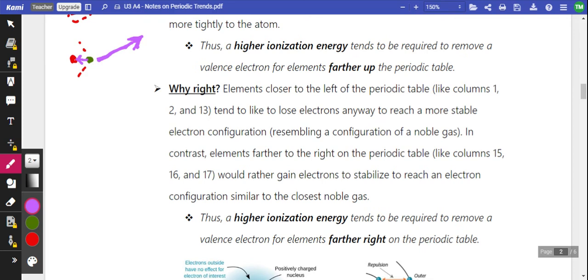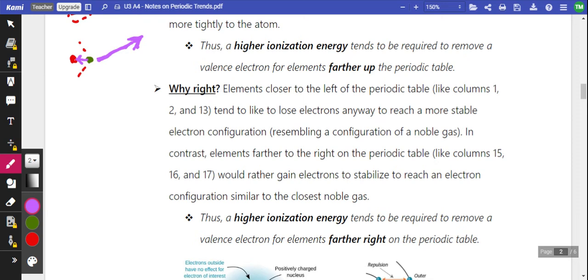Okay, now elements farther to the left on the periodic table are looking to lose electrons. So on the left side, we really don't need to put in a whole lot of energy to coax an atom into losing an electron because it's like, ooh, that's what I want to do anyway. I want to get rid of an electron, and chucks it out.